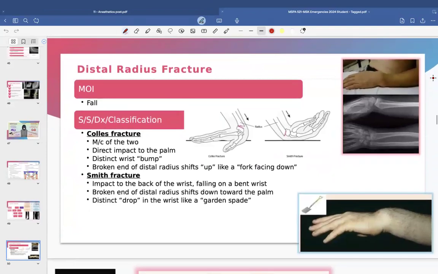Another one they love are these Colles fractures. Between your Colles and your Smith, it's most common to land with your hand out like this. So if you're falling on that outstretched hand, the Colles is most common. You are gonna see that nice little pitchfork bump.